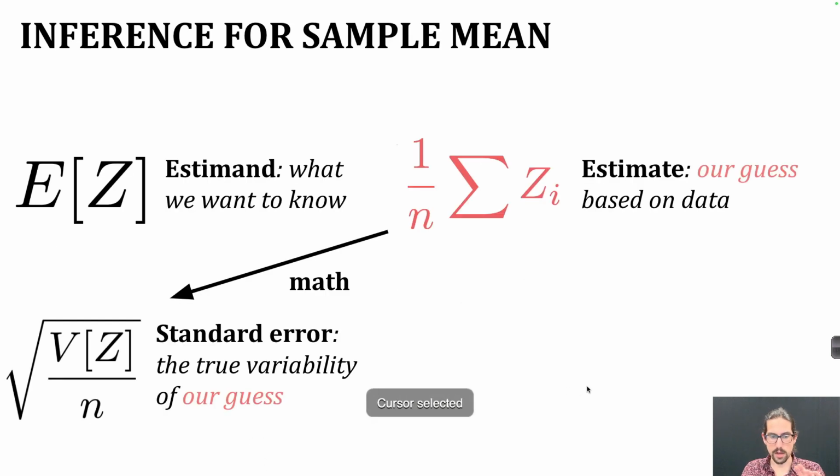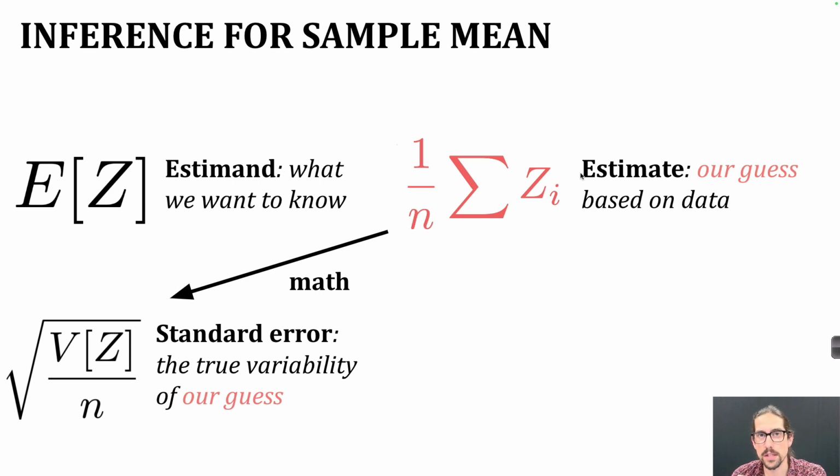Okay, so let's try to zoom out to the big picture again. So we have our estimand. It's what we want to know. We want to know the population mean. We don't have the population. What do we have? We have the data. From our data, we can guess. We make a guess of what the population mean is.